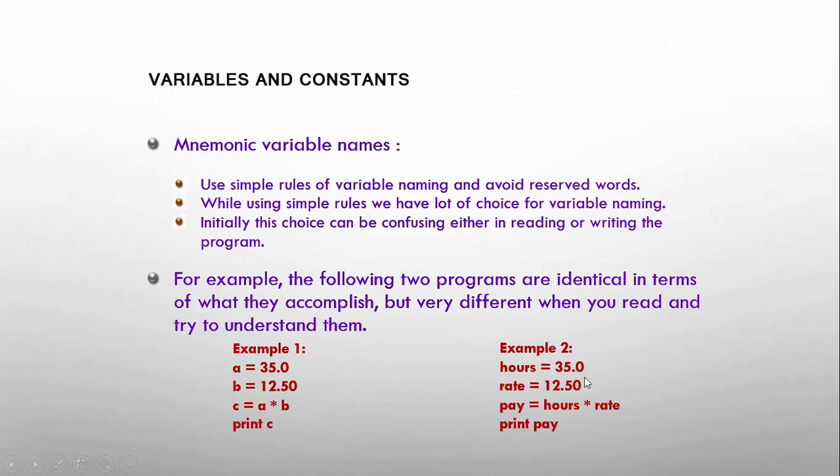In example 2 you can see hours equals 35.0, rate equals 12.50, pay equals hours into rate, and print pay. So guys, you can see the second version makes more sense. Here we're talking about hours and rate, right? So this one is more meaningful, and it tries to say what is accomplished here. So if you compare both variable examples, the second one makes more sense, and it's easy to read and understand.